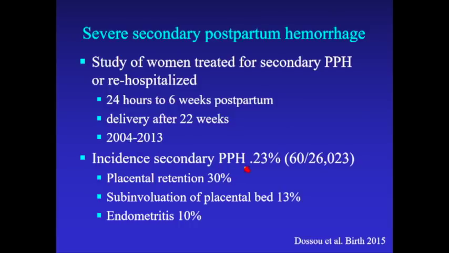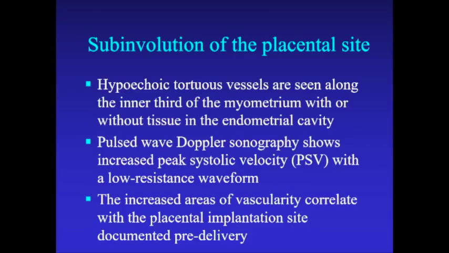In this particular study, they looked at a big cohort of women over a 9-year period, and they found the incidence of secondary postpartum hemorrhage of 0.23%, 60 out of 26,000 deliveries. Placental retention, so retained products, was the cause in 30% of those. Subinvolution of the placental bed, again, I'm going to get to that in a minute, happened in 13%, and endometritis in 10%. So keep this in mind when people come back with postpartum bleeding.